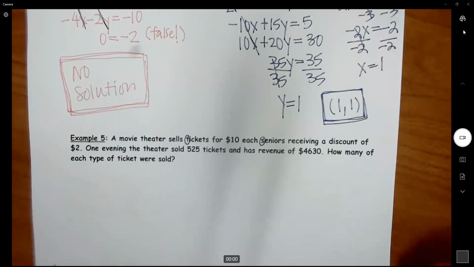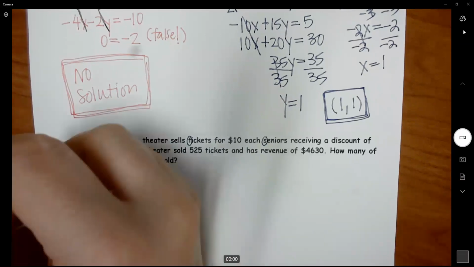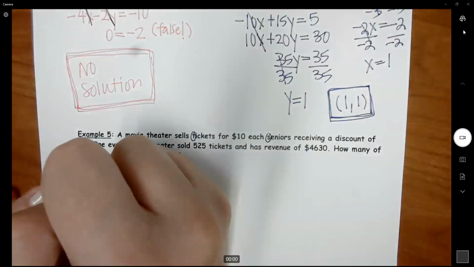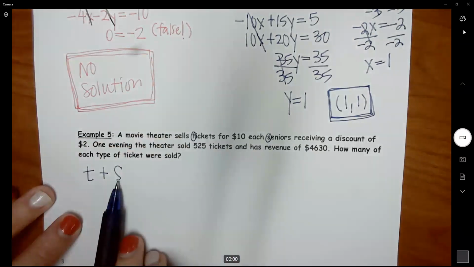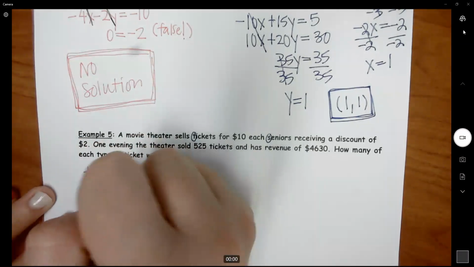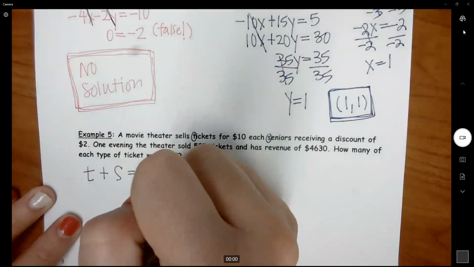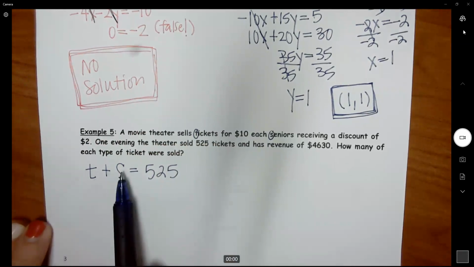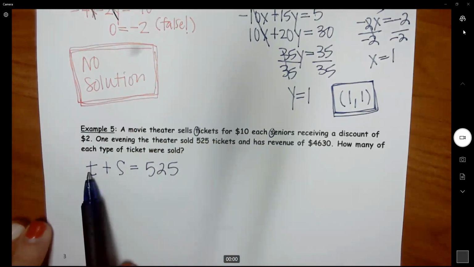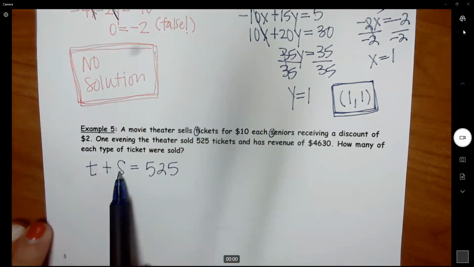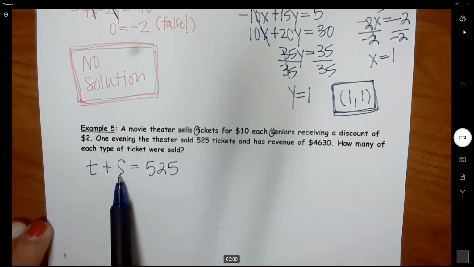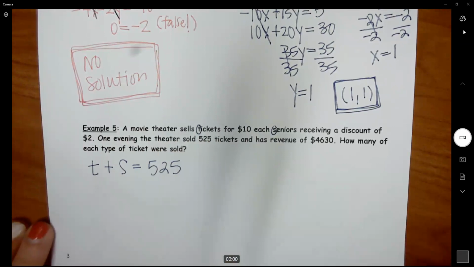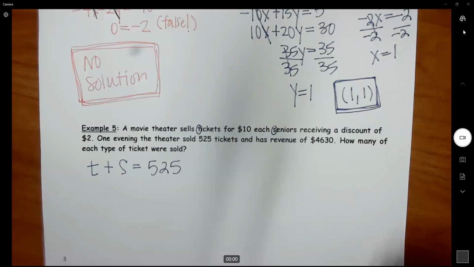The first equation always has to do with the number we're selling. So I know the number of regular admission tickets we sell plus my senior discount tickets need to add up to the total amount of 525. So whether this is 500 plus 25, 300 plus 225, or 5 plus 520, whatever these totals are, they need to add up to 525 tickets. So the first has to do with the amount.